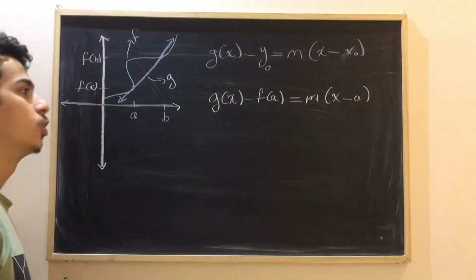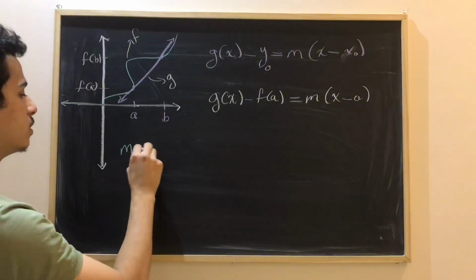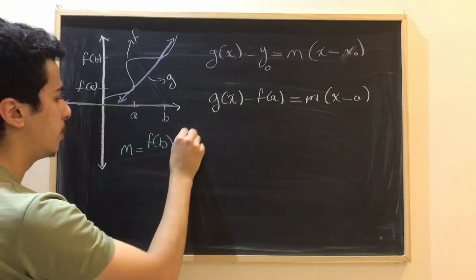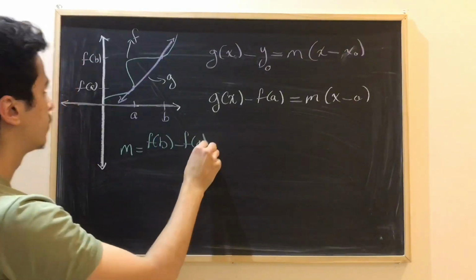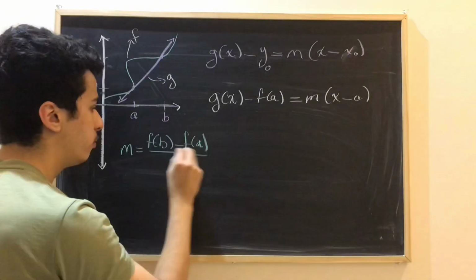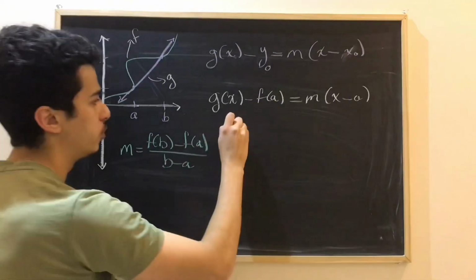Now, what about the slope? For the slope, we can use the points. So m is equal to, let's say, f of b minus f of a, that's the y1 minus y2, over b minus a. And so I'll replace the m and solve for g.